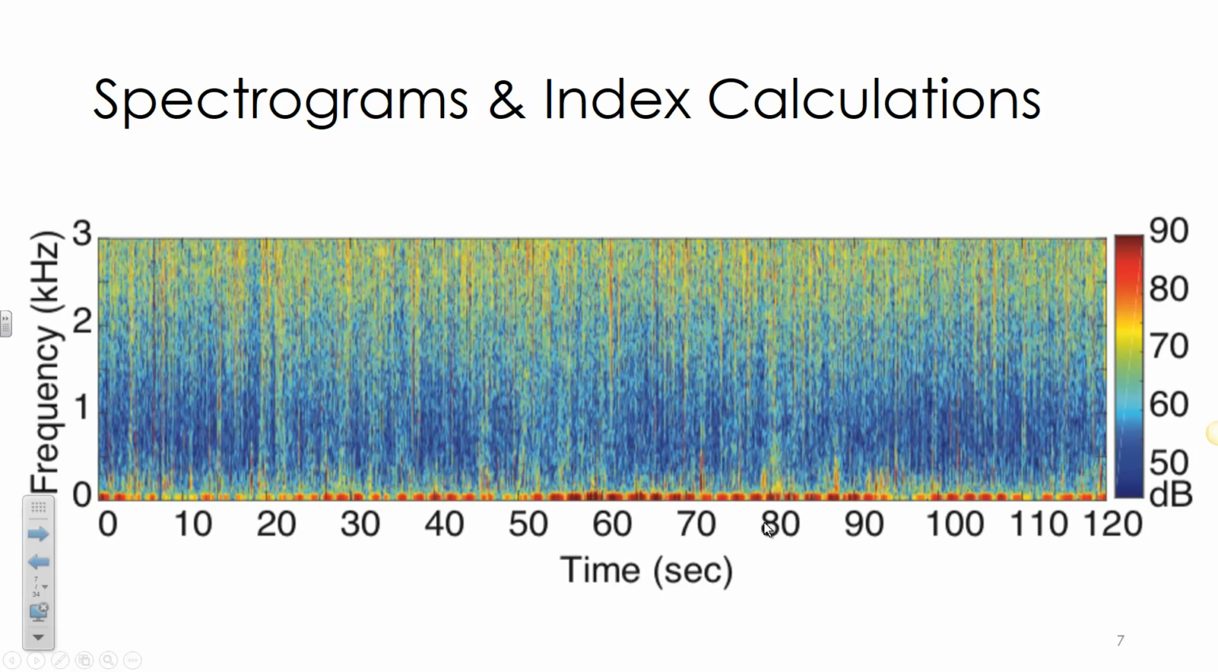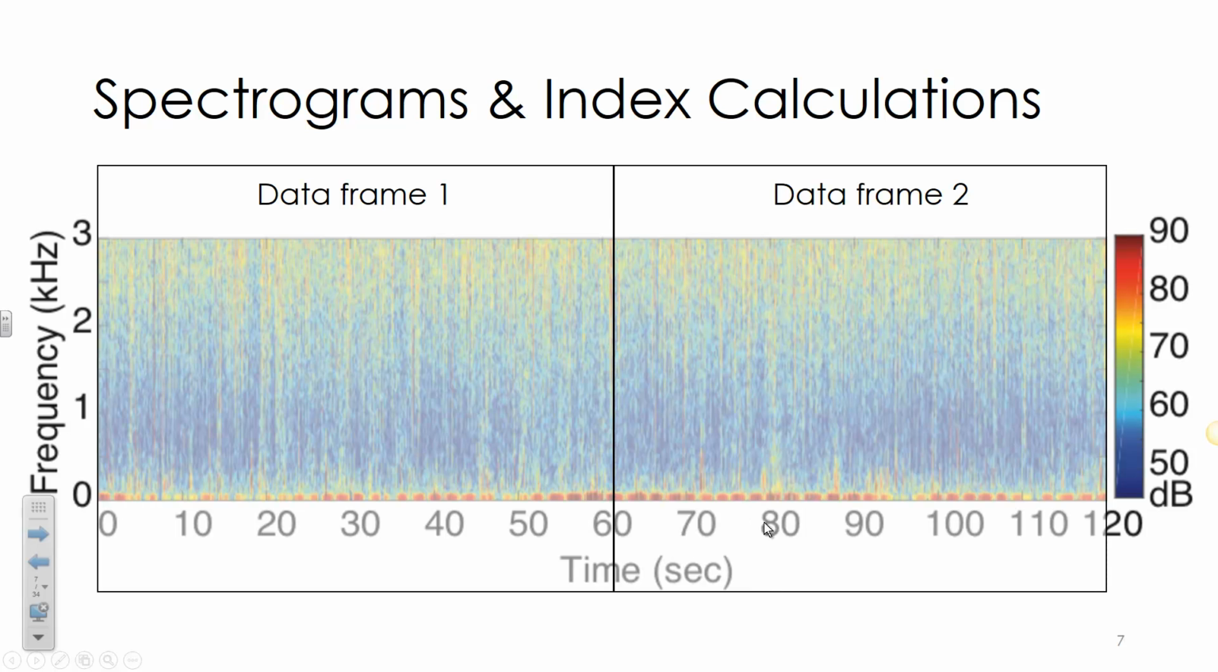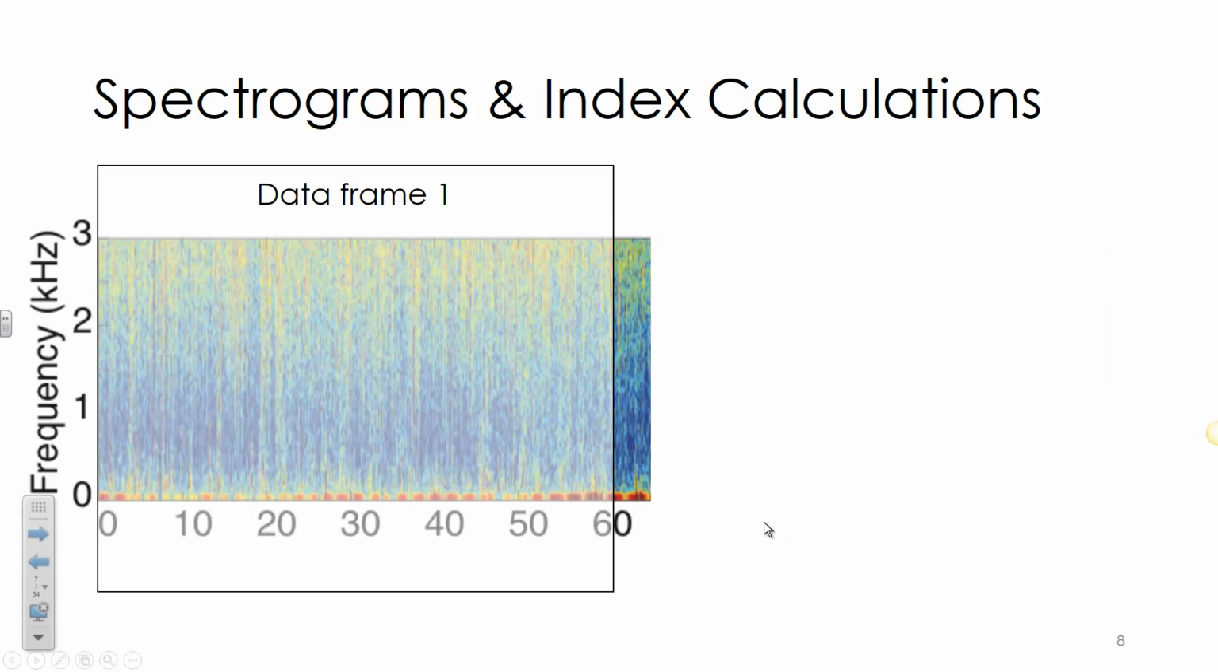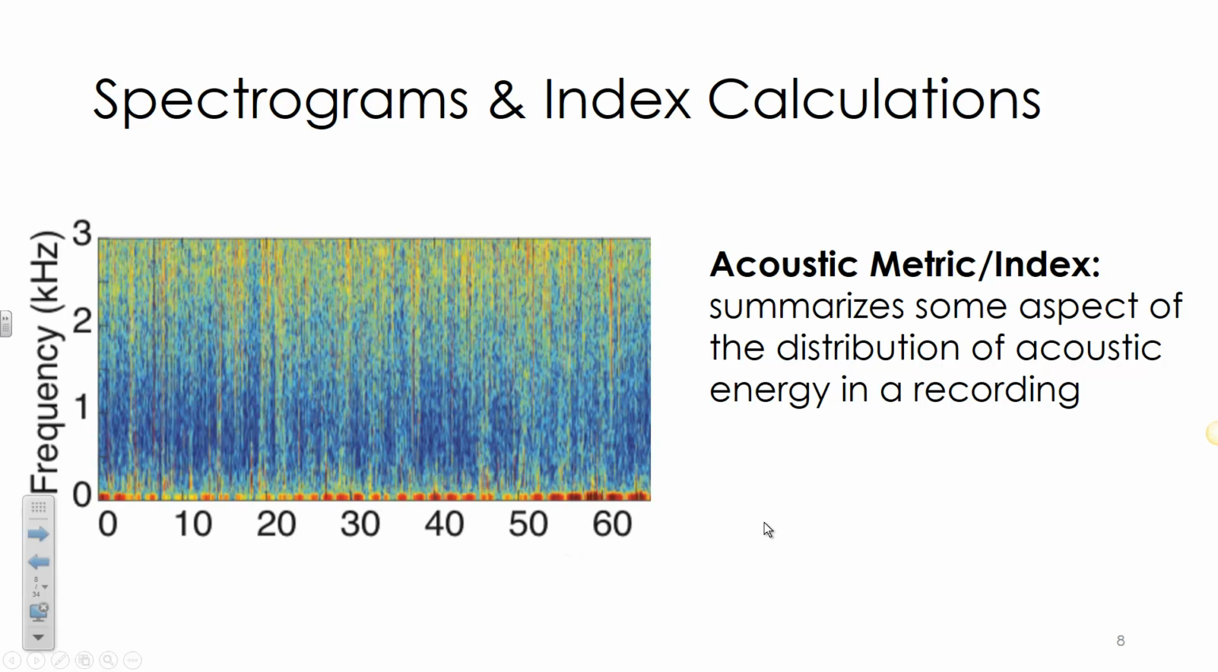Now to calculate the different indices that they use in the papers, they split up these continuous recordings into different data frames, mostly of 1 minute duration. So you take your spectrogram or your audio file, split it into 60-second windows, and then once you have your data frame, they calculated those indices or metrics, and they're kind of interchangeable. And these metrics summarize some aspect of the distribution of the acoustic energy in a recording.